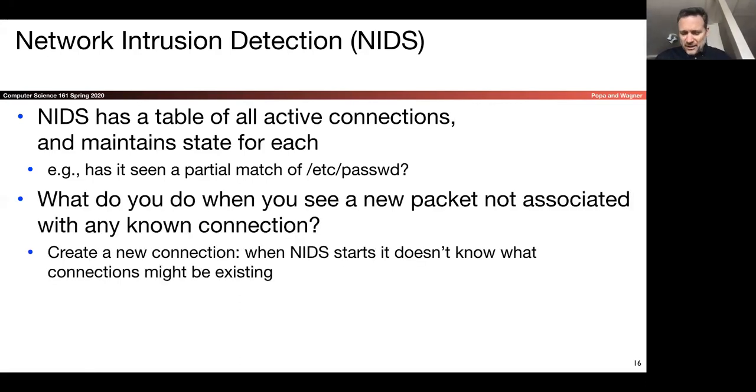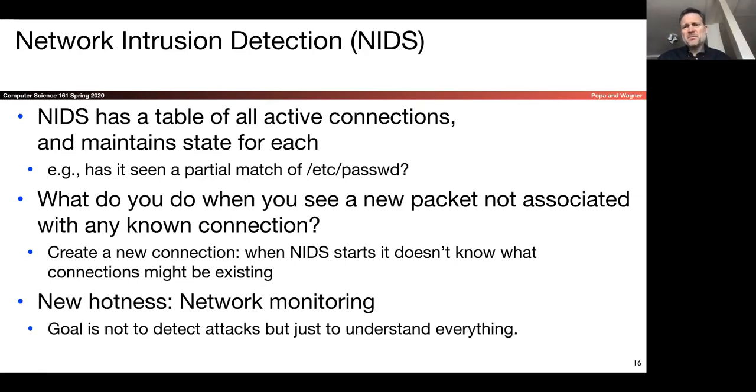Okay, so what does the NIDS do when it sees a new packet that's not associated with any known connection? Then it creates a new connection. Maybe it's just starting up and hasn't seen the three-way handshake, so this is a pre-existing connection. Then it just adds it to its table. Okay, here's another connection I need to know about. And when it sees a packet that is associated with an existing connection, then it can update its state for that connection. Okay, so this is a NIDS. There are also network monitoring tools that are not trying to detect attacks, but just parse the traffic and understand what's happening. But I'm going to focus on detection.